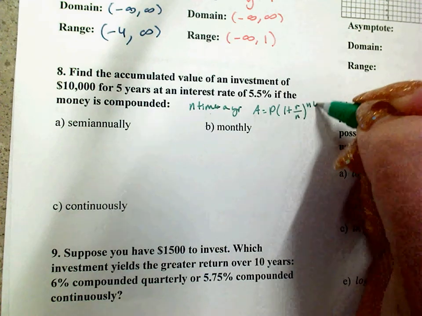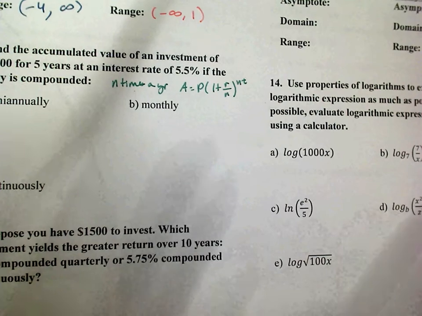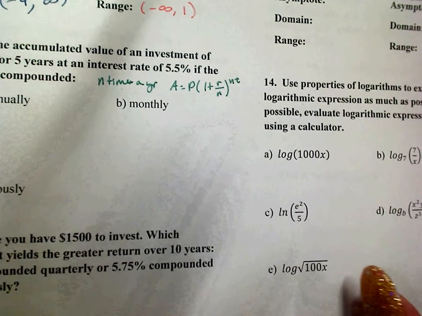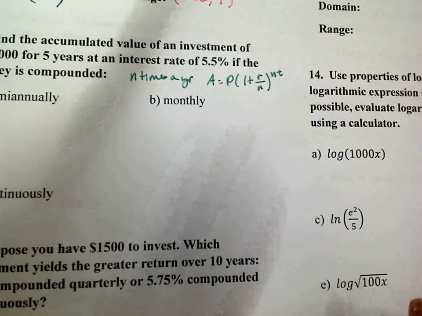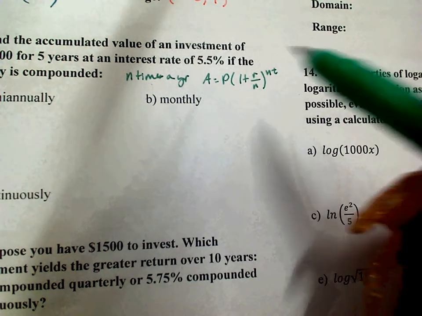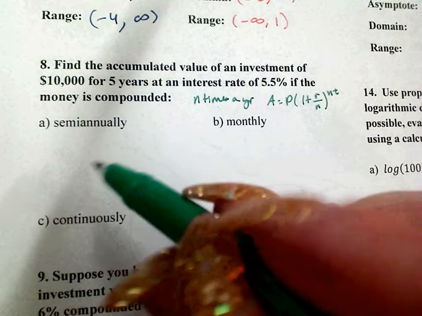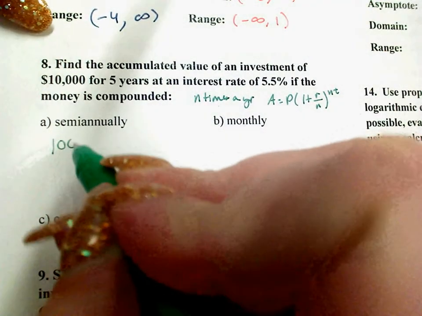Guys, you just got to know what those variables stand for. Amount, A. P stands for what, guys? Principal. What does R stand for? Rate. T stands for time. N is this n times a year. Cool? So semi-annually, we're investing $10,000 at 5.5.